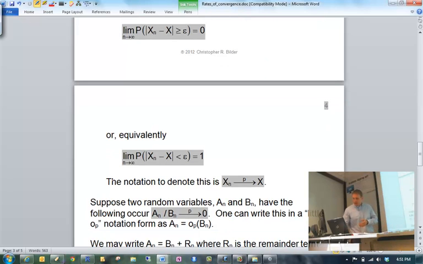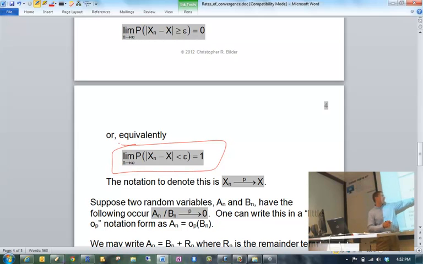Then, x sub n converges to x in probability if the following holds true. The limit as n goes to infinity of the probability that the distance between x sub n and x is less than epsilon, for every epsilon greater than 0, is equal to 1. That's convergence in probability. And we can write this as x sub n converges in probability to x, with a little arrow with a little p on top.